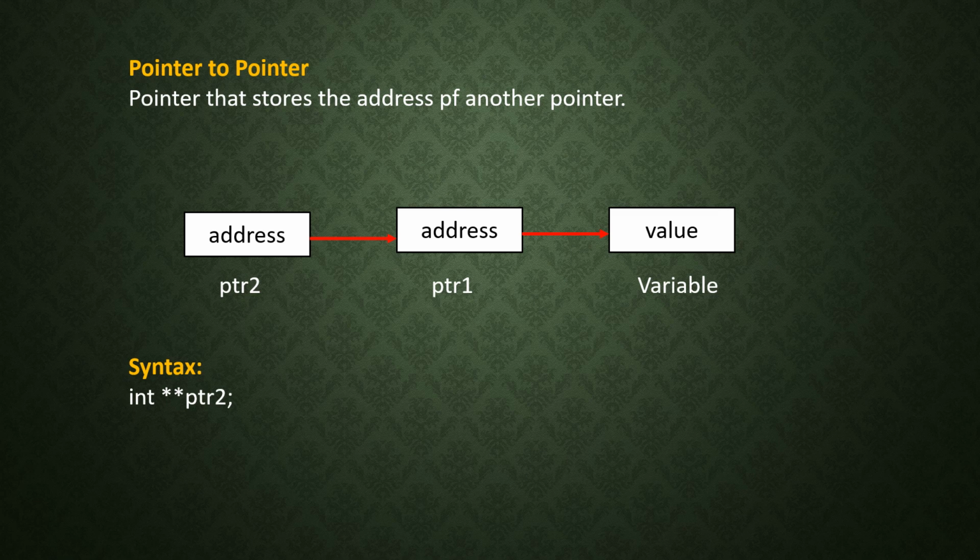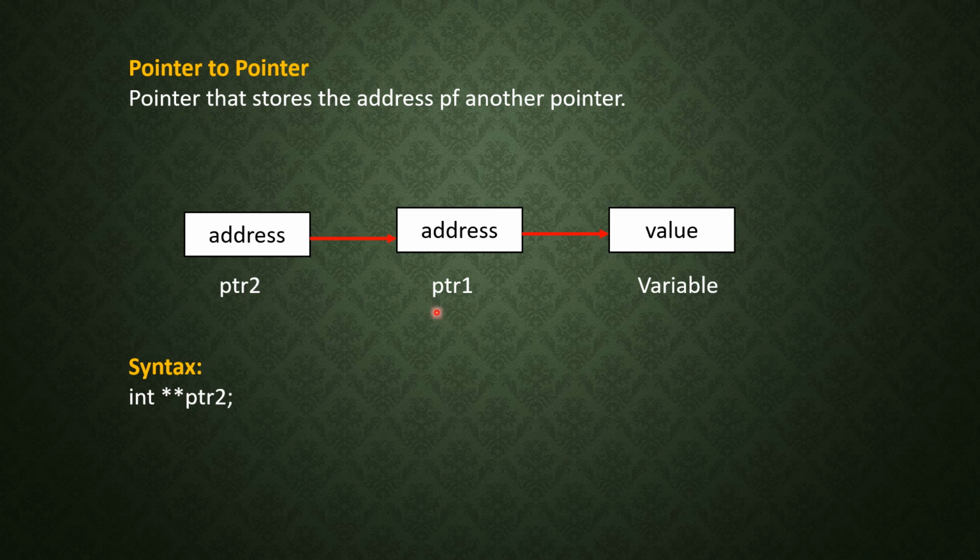So the next we have is pointer to pointer. As we know, a pointer is used to store the address of a variable in C. A pointer reduces the access time of a variable. However, in C, we can also define a pointer to store the address of another pointer. Such a pointer we are going to call a pointer to pointer.